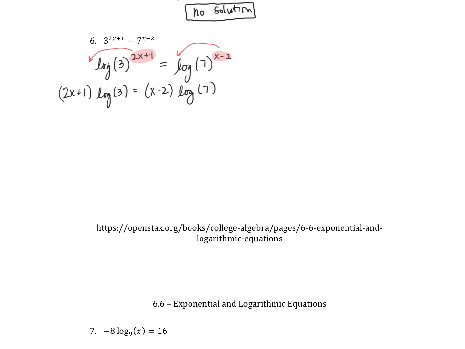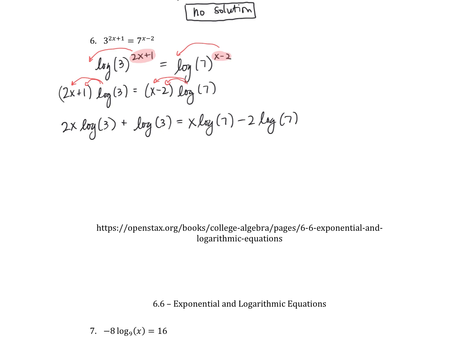So now what we have to do is try to solve for x. But notice that we have an x on both sides. Before we can start moving stuff, we need to distribute. So that means we need to distribute this log of 3 to both of those pieces and the log of 7 to both of those pieces. So this is going to be 2x times the log of 3 plus 1 times the log of 3. And that's going to be equal to x times the log of 7 minus 2 times the log of 7.